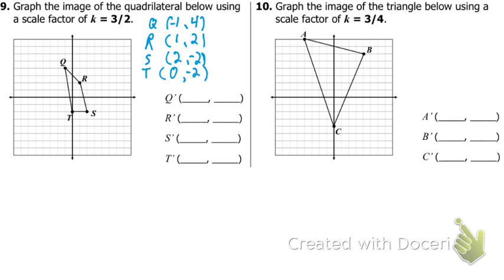3 over 2. Would you multiply the 3 and then multiply the 2, the 3's x and the y terms? Great question. Kevin just asked, would you multiply the 3 to the x and the y to the 2? No, what you would do is you multiply each x by 3 over 2, each y by 3 over 2. So we end up taking negative 1 times 3 over 2, and then we'll take 4 times 3 over 2.